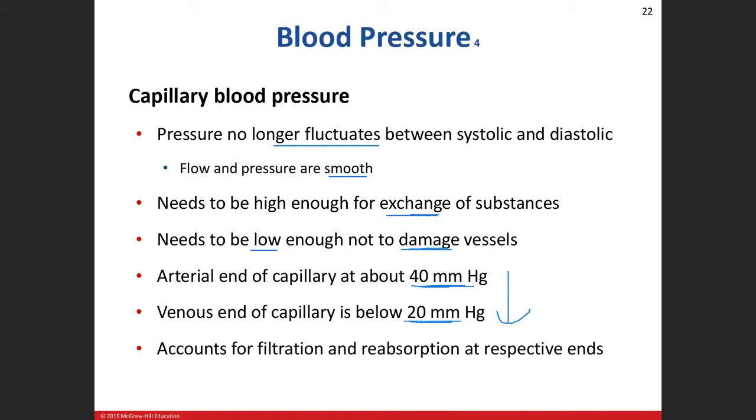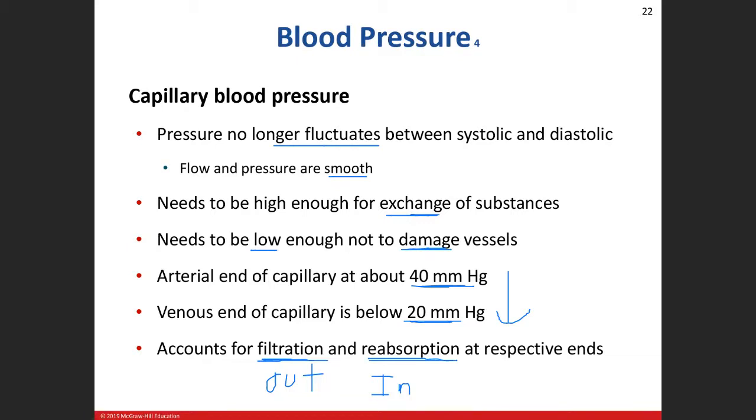Remember, our goal is, do I have it on here? No. Perfusion. Tissue perfusion. We want to pretty much saturate that tissue with enough blood so we can get an exchange of nutrients and also get an exchange of wastes. So filtration at the arterial end, resorption at the venous end. Filtration pushes out, and resorption pushes in. Or pulls in, I should say, because it's more oncotic.